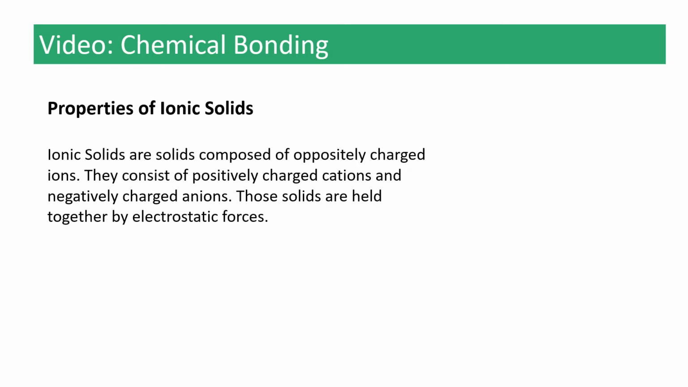So what are the properties then of an ionic solid? What is an ionic solid? Ionic solids are solids composed of oppositely charged ions. They consist of positively charged cations and negatively charged anions. These solids are held together by electrostatic forces, plus and minus attract.